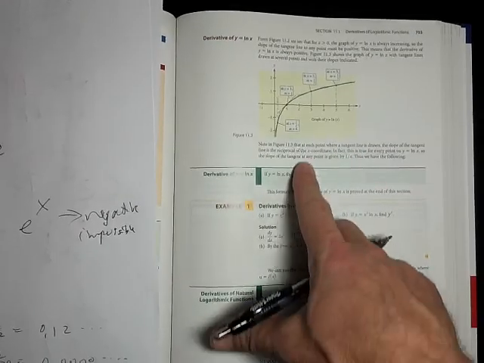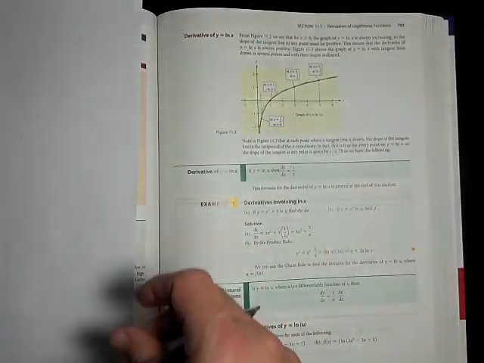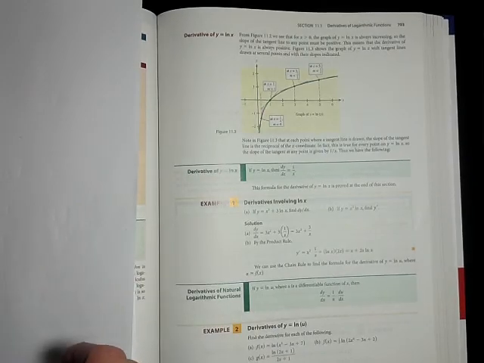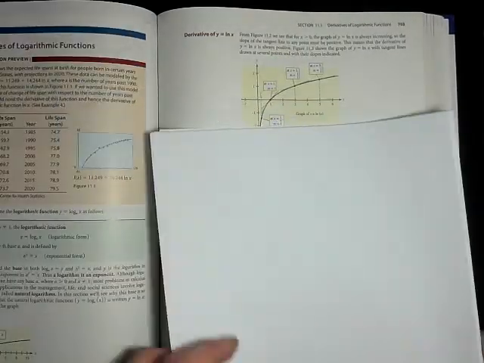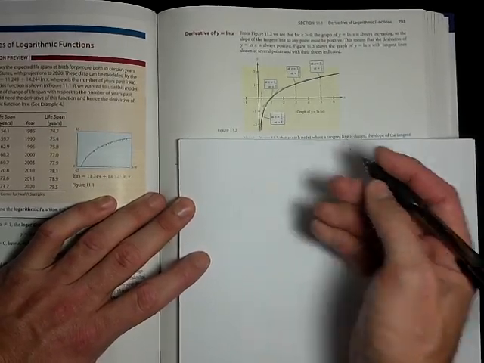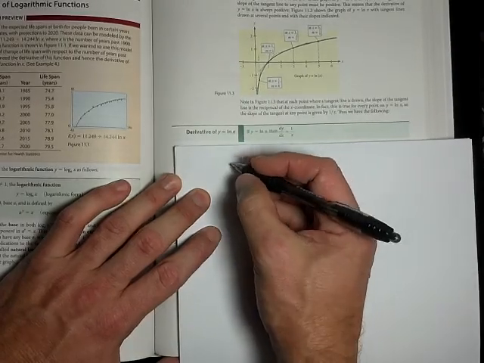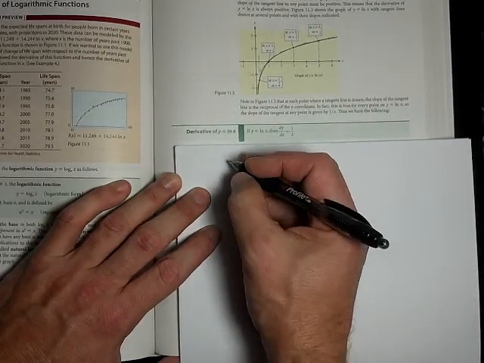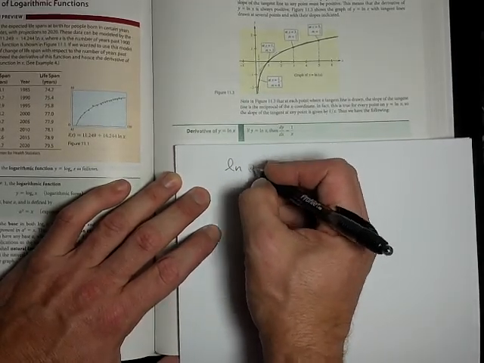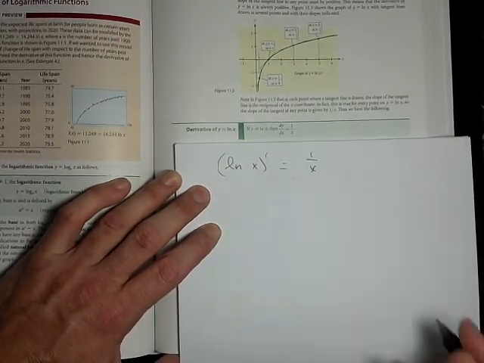So then we want to know, of course this is calculus now, what is the derivative of a logarithmic function? And it just turns out it's actually super easy. The derivative of natural log of x is just 1 over x.